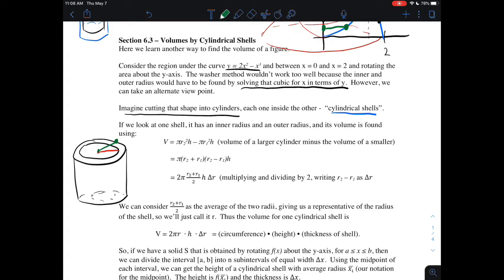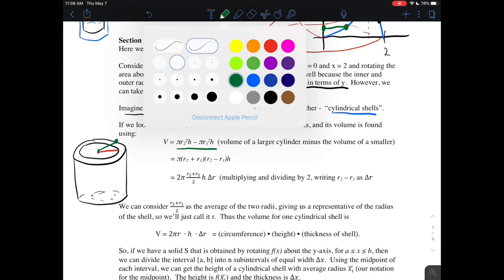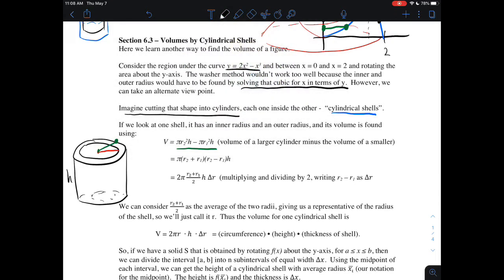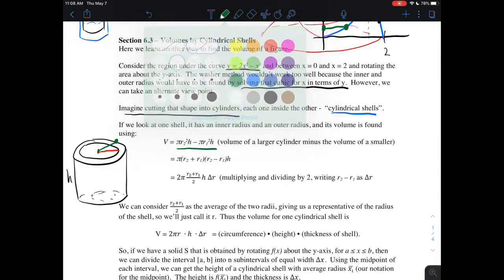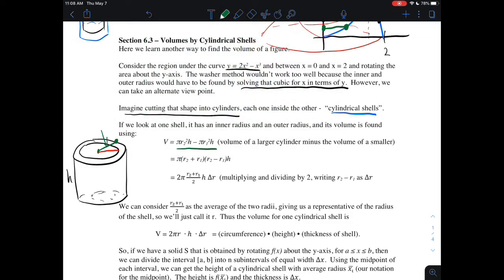The volume of this shape that I've drawn here is found by using this. Here I've written volume equals pi times r2 squared times h minus pi times r1 squared times h. h is just the height of this cylinder. R2 would be the larger radius.